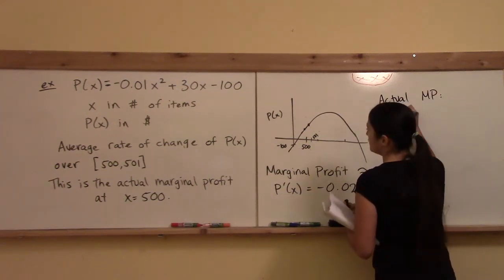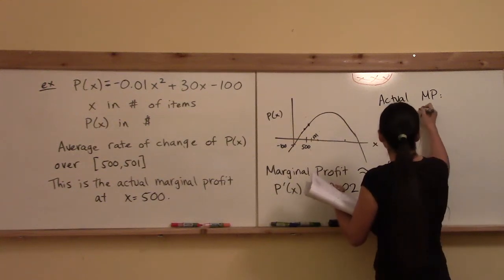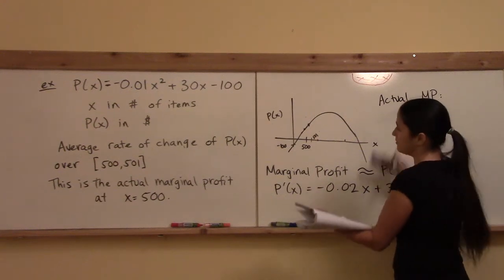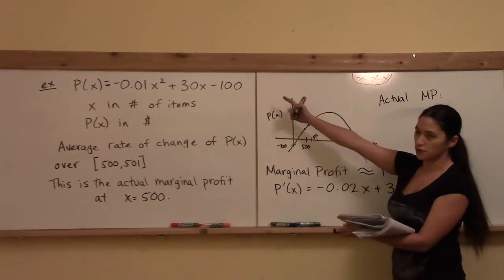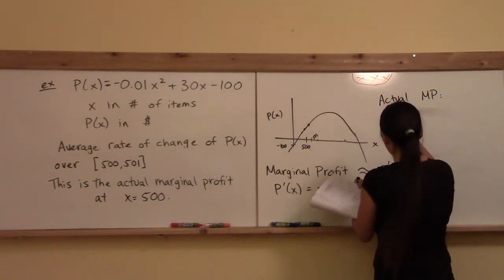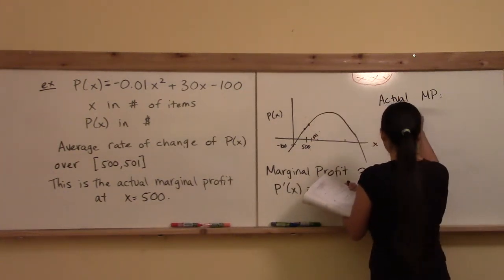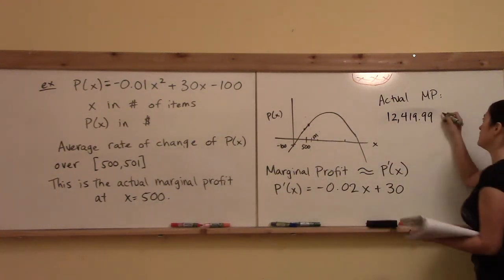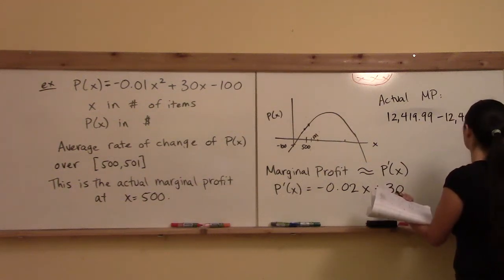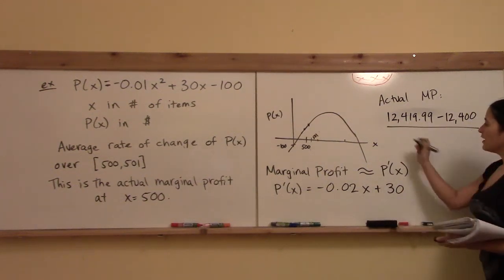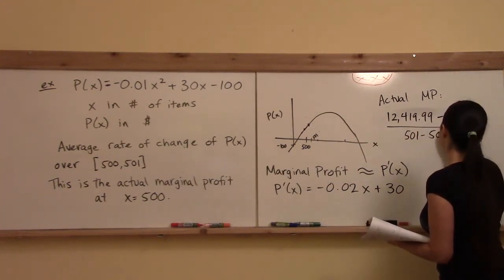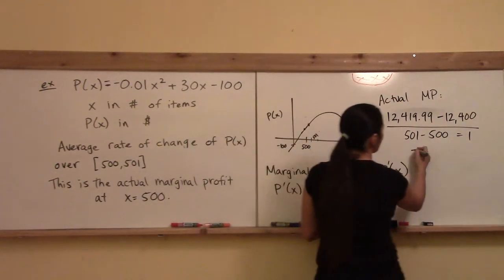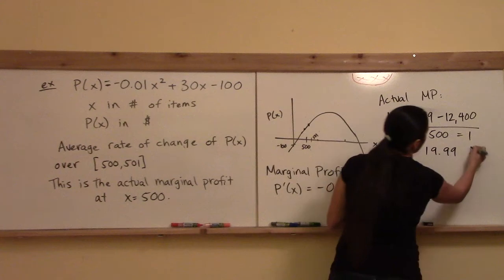So that's the actual marginal profit. It's given to us by whatever P of 500 is, and that was 12,400. Oh, sorry, we have to do P of 501. So you plug in the number 501 up there, and P of 501 is 12,419.99. Okay, this is P of 501. Now I'm going to subtract away P of 500, which was the 12,400. And then I'm going to divide by the difference 501 minus 500, which is really just dividing by 1 on the bottom. Okay, so the actual marginal profit I got is $19.99.